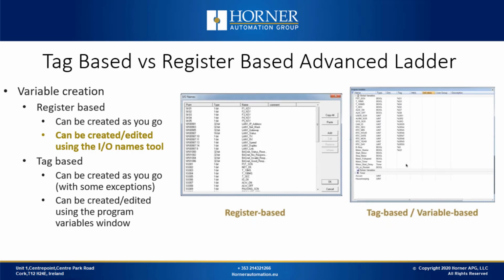Next, we're going to take a look at tag-based programming. Similarly to register-based programming, you can add your variables as you go, but unlike in register-based programming, you don't have to map it to a specific memory address, at least in most cases, because Cscape will handle that part for you. In terms of managing your variables, in tag-based programming we don't have the IO names dialog. Instead, we have a programming variables window. This is where we edit, add, and manage our variables when we're not creating our variables as we go.